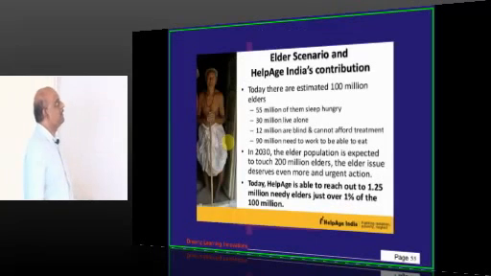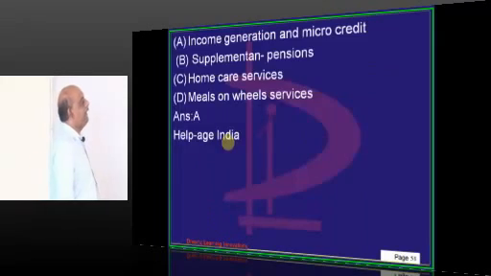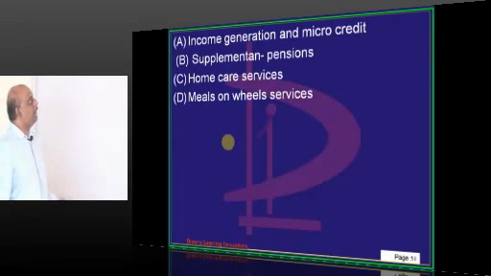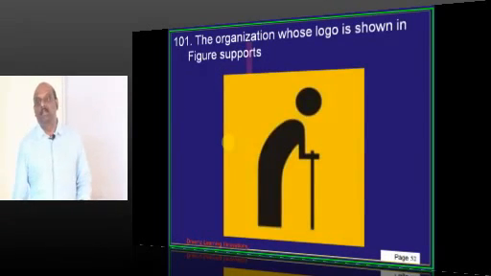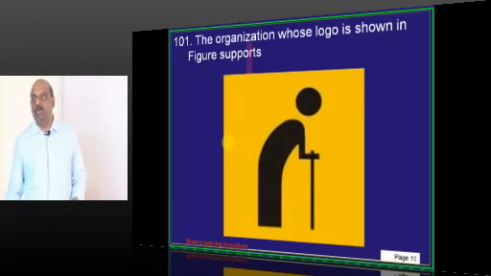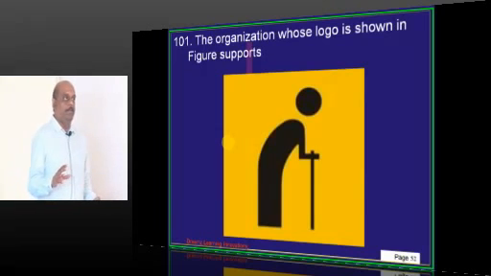It is called HelpAge India. So what is the purpose of this HelpAge India? So how do the picture based questions come in NEET PG when it comes to preventive medicine?